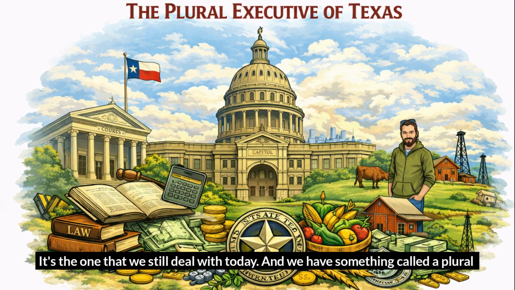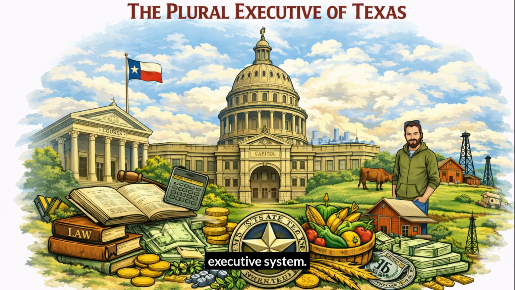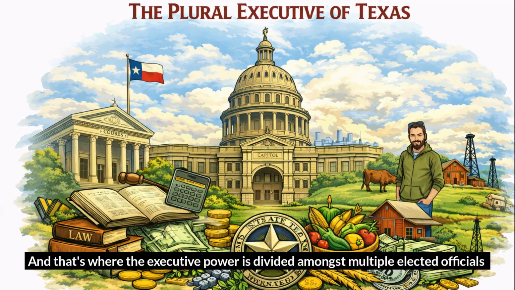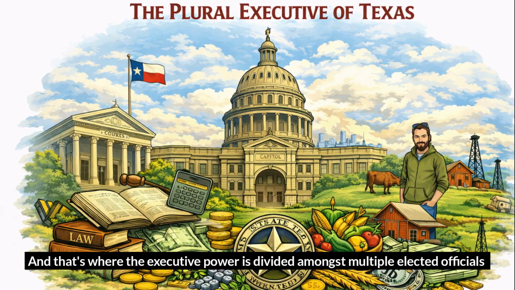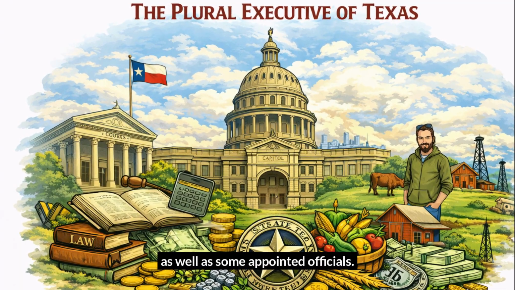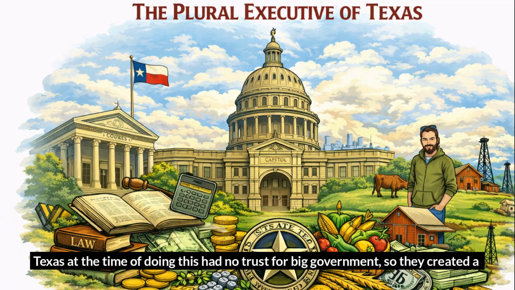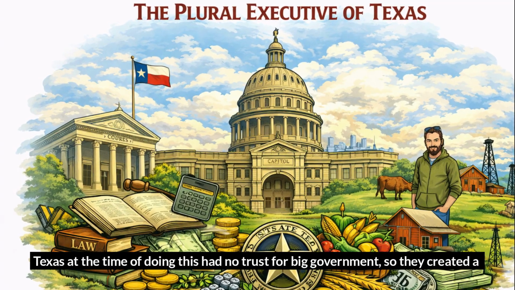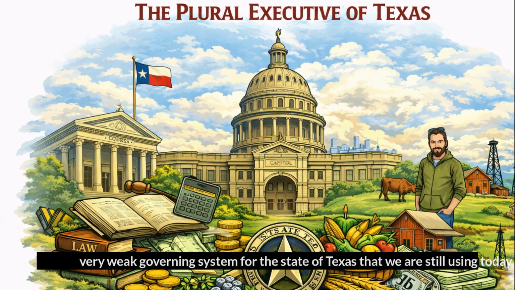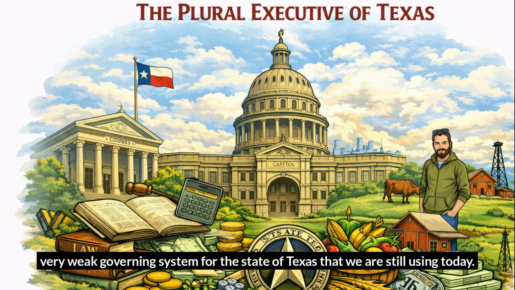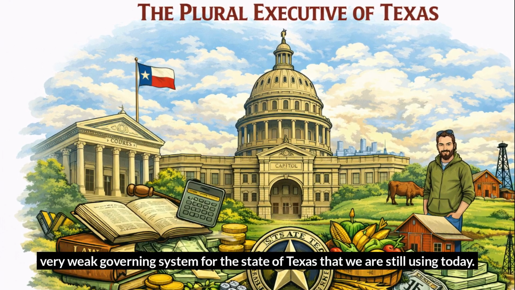And we have something called a plural executive system. That's where the executive power is divided amongst multiple elected officials as well as some appointed officials. Texas at the time of doing this had no trust for big government, so they created a very weak governing system for the state of Texas that we are still using today.